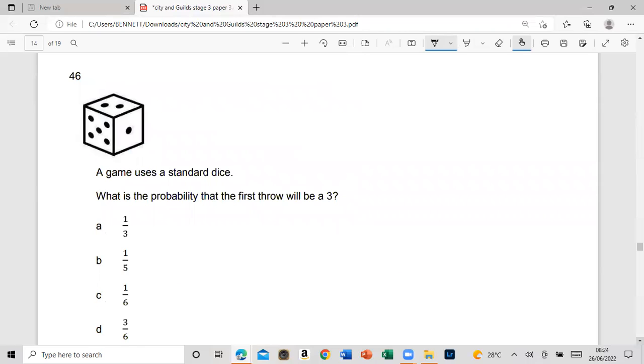A game uses a standard dice. What is the probability that the first throw will be a 3? So it's only one 3 out of a total of 6 numbers.